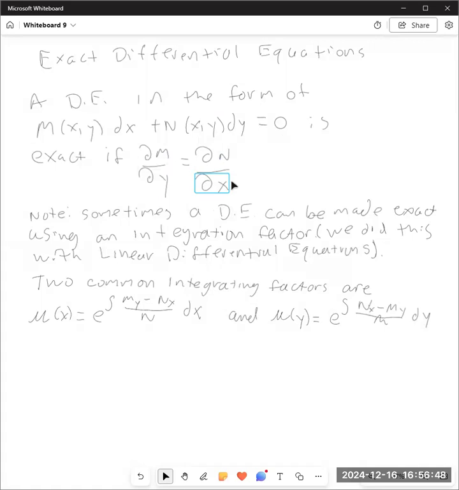If you have taken calculus 3 and you have found a potential function, f(x,y), starting with an equation similar to this, then this is basically the same thing.